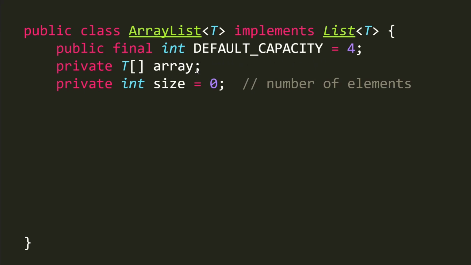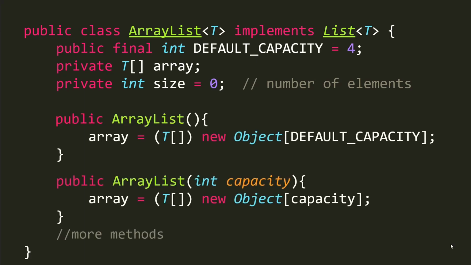And here is our array, then size is equal to 0 because when you create a list, it's going to be initially empty. So the size or the number of elements will be equal to 0. We also need constructors. So when you call the constructor, it will assign some memory to the array. That's all it's going to do.